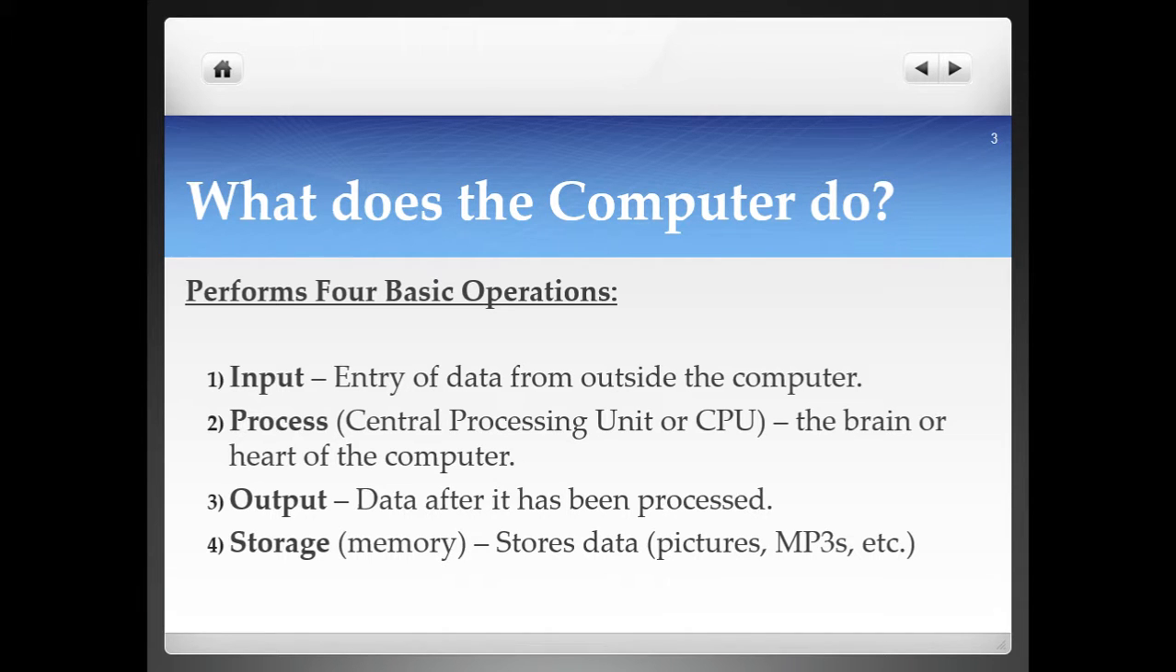And then storage. Storage is very important. This involves memory, and this is where you store data. So some examples of things that we store on a computer would be pictures, MP3s, and the video games that are applications that are actually on the computer's hard drive would get stored on the computer as well. These are all things that take up the computer's memory.